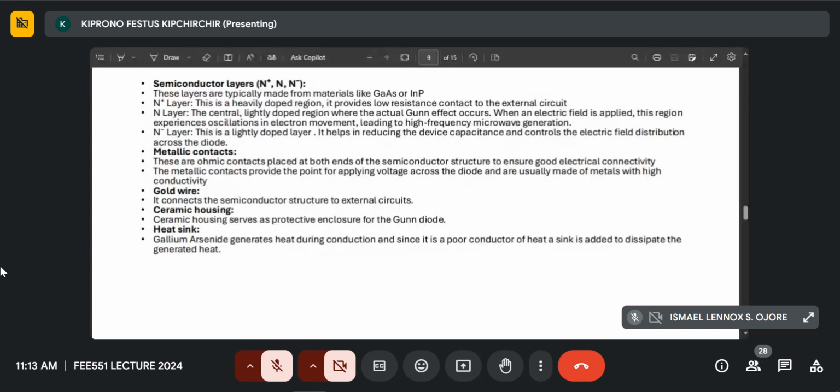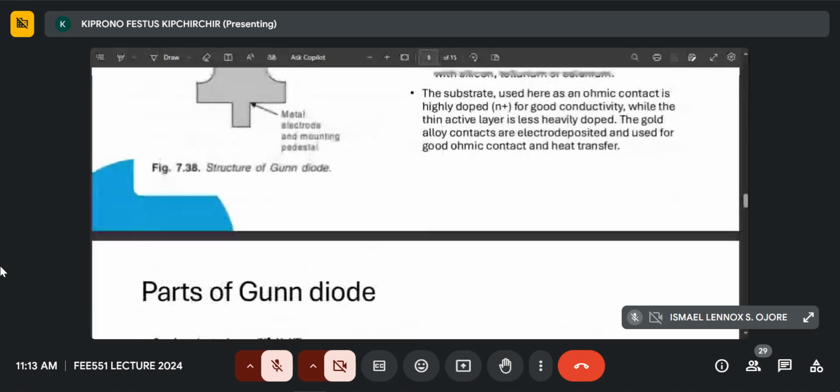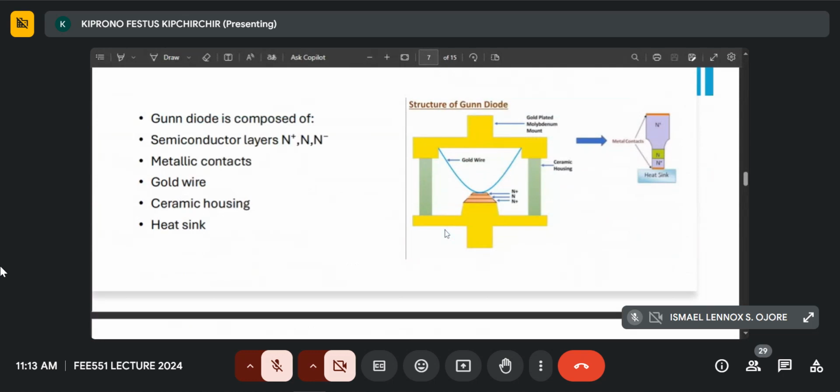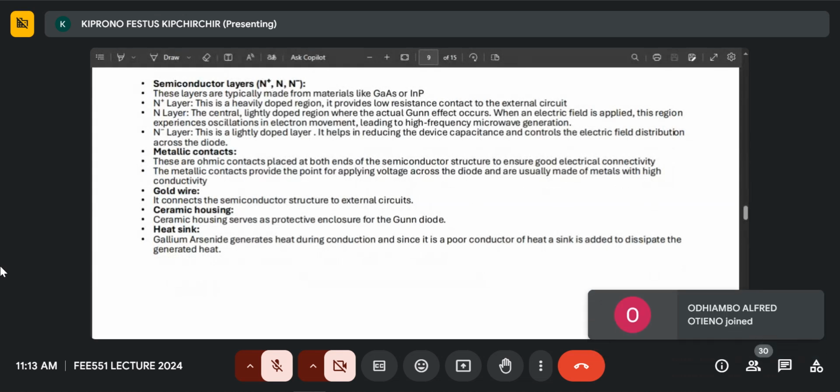Something we know about contacts is that we always have some sort of resistance with each contact, and since there are two on both sides, there's some sort of capacitance in it. We will model that when we are deriving the equivalent circuit of the GaN diode. There is also a gold wire here. The gold wire connects the semiconductor to the external circuit, so any other circuit that needs to be connected to the GaN diode will be connected through the gold wire.